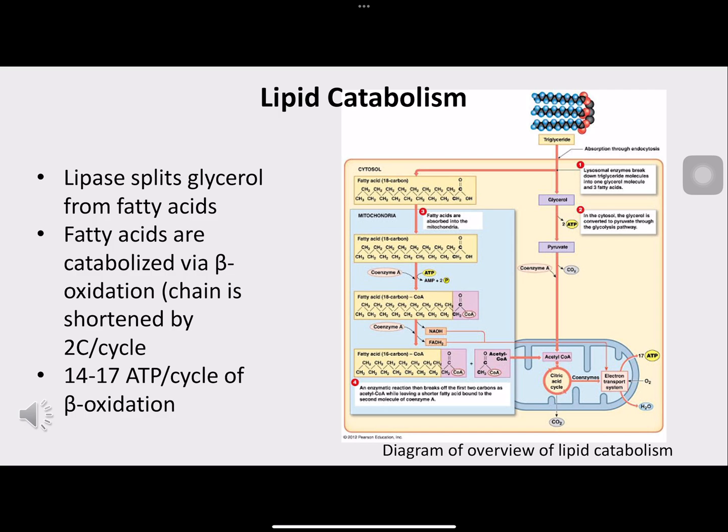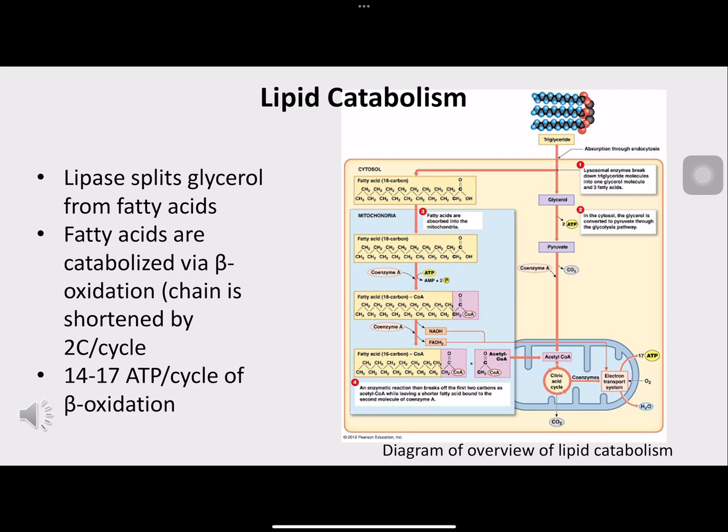And so let's look just down from the triglyceride after step 1, and we're looking at an 18 carbon fatty acid on the left side of the figure. Now, we're going to get into something called beta oxidation. And in beta oxidation, we're going to shorten the fatty acid chain by 2 carbons per cycle of beta oxidation.